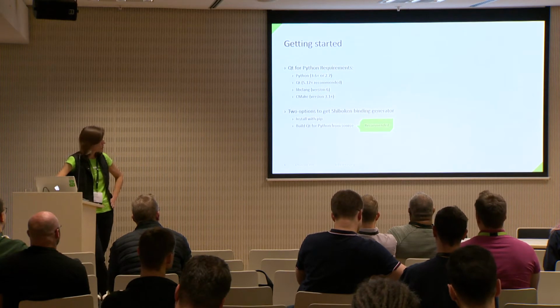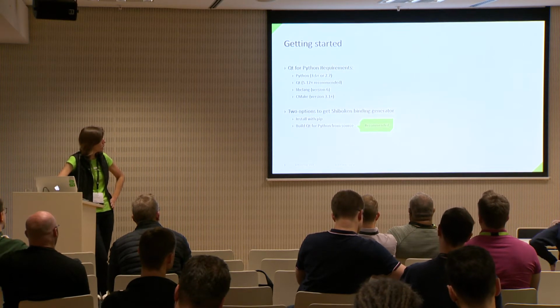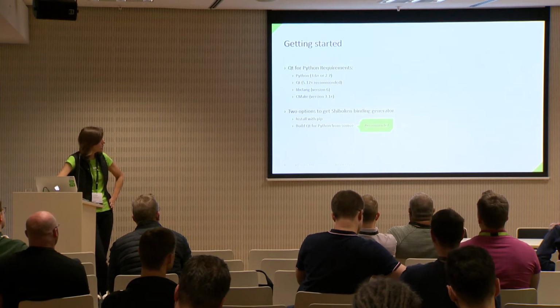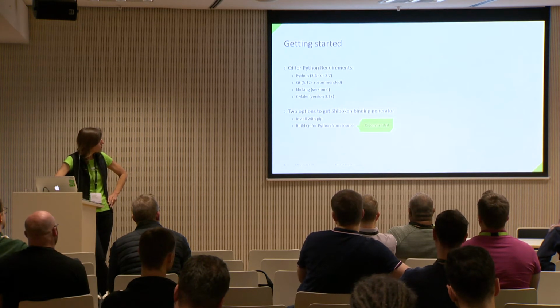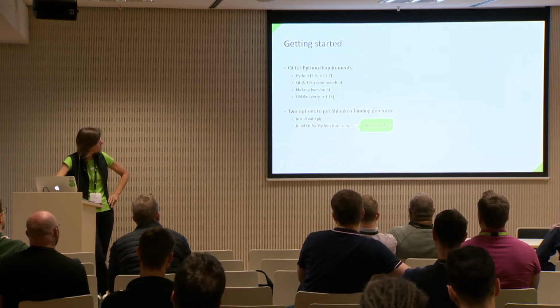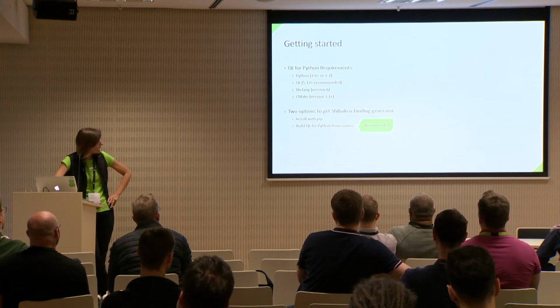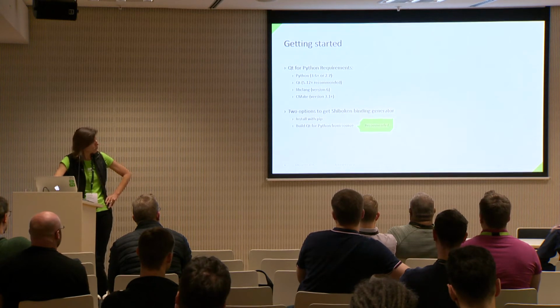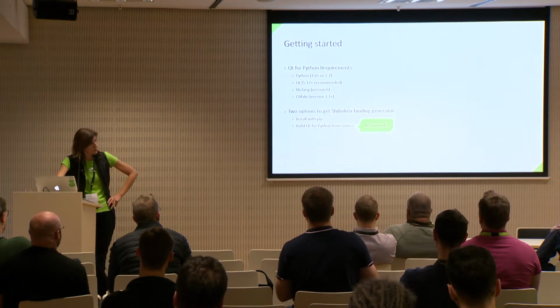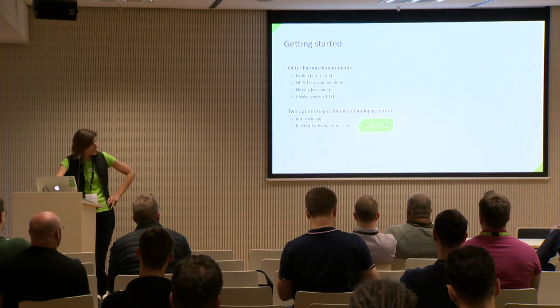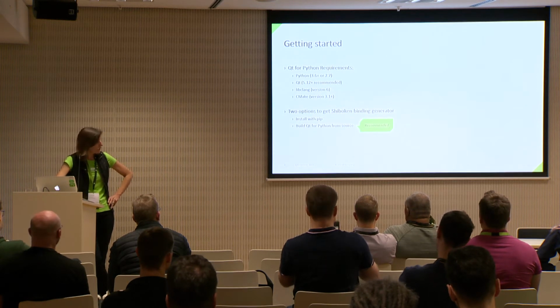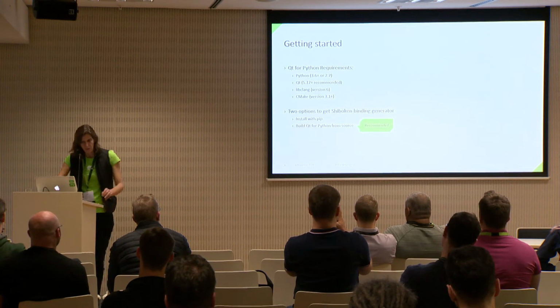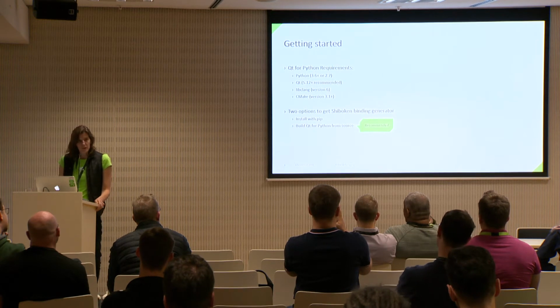Okay, so to get started, you're going to need all the same things that you do for Qt for Python. A version of Python, a 5.12 plus version of Qt, libclang, cmake, and then you need to install Shiboken. You can install it with pip or build Qt for Python from source. The latter is recommended but not required for reasons I'll go over in the next couple of slides.